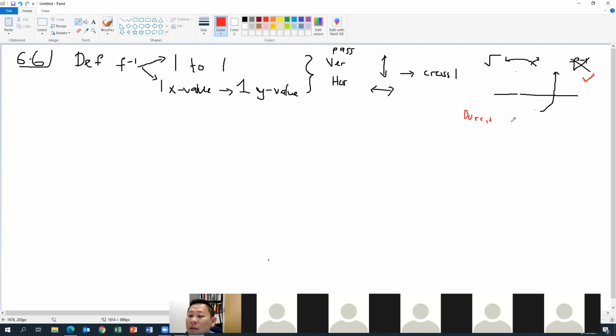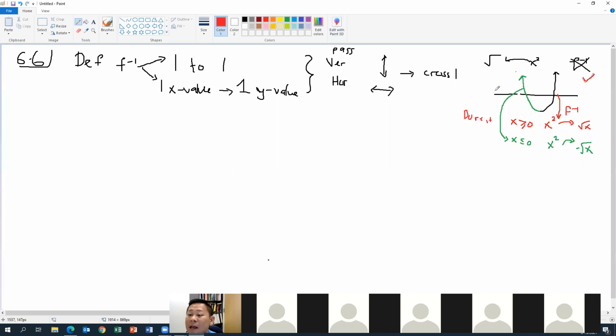When you restrict the domain to x is greater than or equal to 0, meaning you take the positive side, then the square root of x will be the inverse function in this case. Okay. However, instead of taking the right side, we can also take the left side. Then x squared will also have an inverse function, and that inverse function is going to be negative square root of x. So usually we do the right one, the positive one. Really rarely we take the negative one.